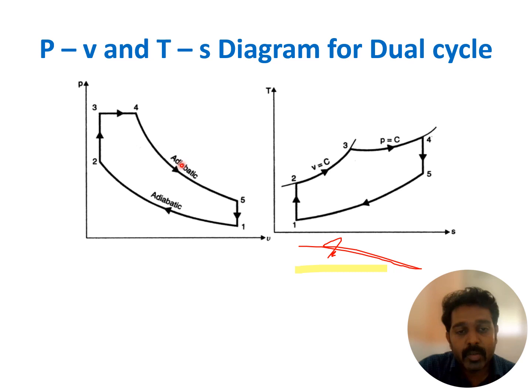Then 4 to 5 is the adiabatic expansion process. Then 5 to 1 is the heat rejection process. So this is the heat supply and this is the heat rejection process. So 1 to 2 is an adiabatic compression process, and 4 to 5 is an adiabatic expansion process, right?